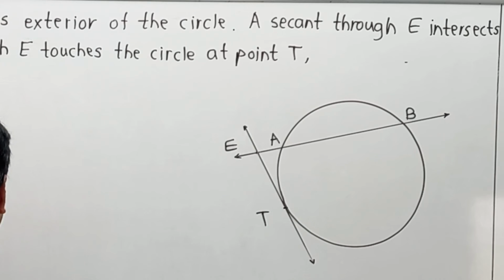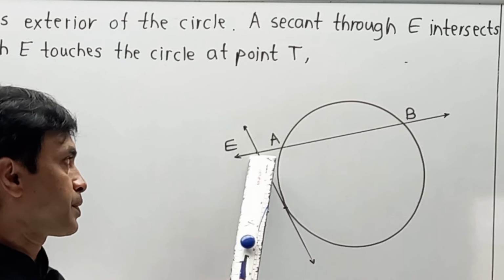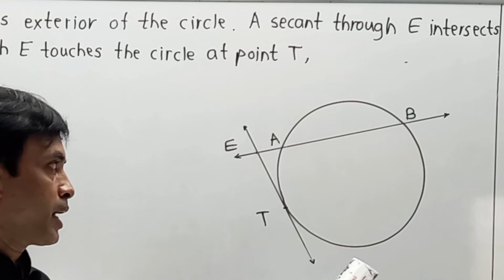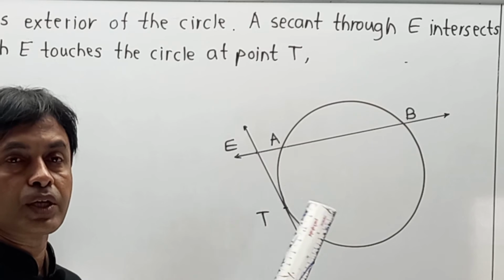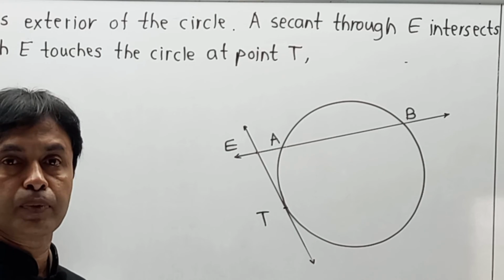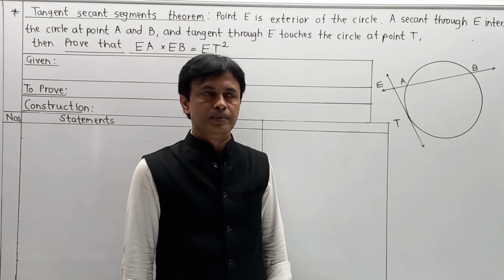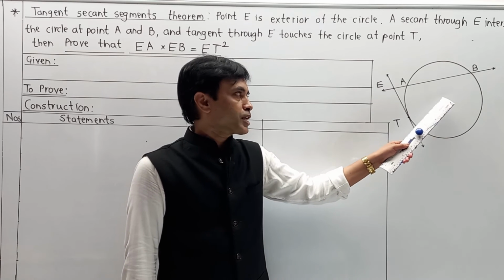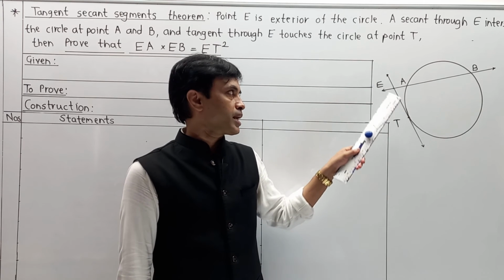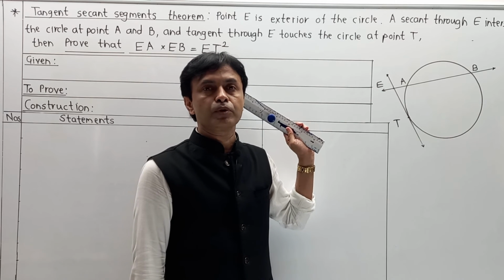Then, as per the condition, we have to prove EA into EB is equal to ET square. All this part is associated over here, and we have to write the theorem in the form of given, to prove, construction and proof. So I am going to convert all that into that structure. As per this diagram, we know that AB is a secant extended up to E, and ET is a tangent, both intersecting at point E. That part I am going to write in the given.